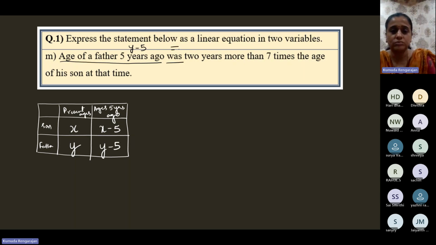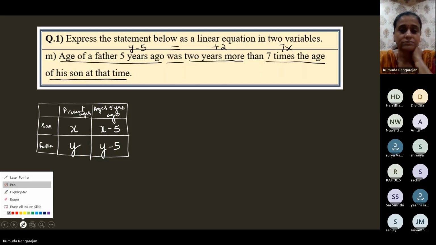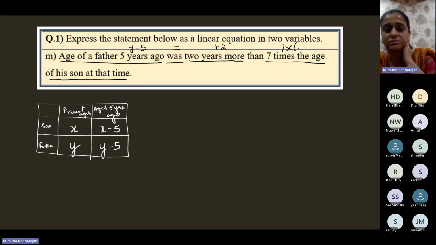Was means equal to. 2 years more than, so it will be plus 2. But we know whatever comes after more than or less than, we should write that first. So more than 7 times, 7 times means 7 into the age of the son at that time. What was the age of the son at that time? X minus 5, at that time is 5 years ago. So 7 into X minus 5.